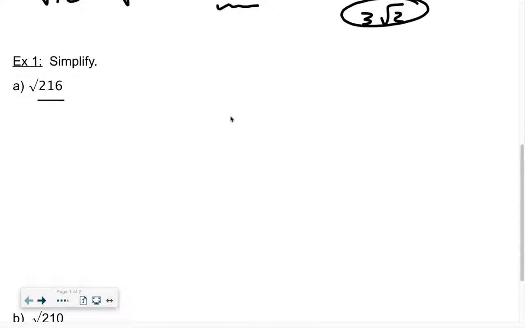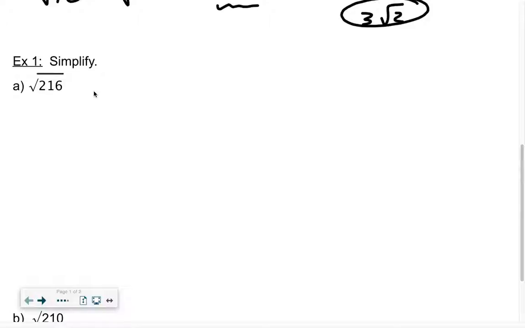Now as we look at example number 1, we notice we're looking at the square root of 216. Now, the problem with 216 is it's a very, very big number. And to find factors of 216, most definitely we can. We know that 2 is a factor, but we don't know it's going to be simplified right away. So this is the point where we really use method number 2 to simplify these.